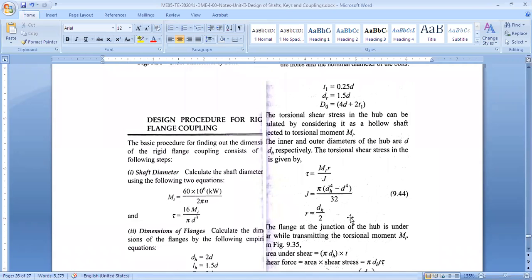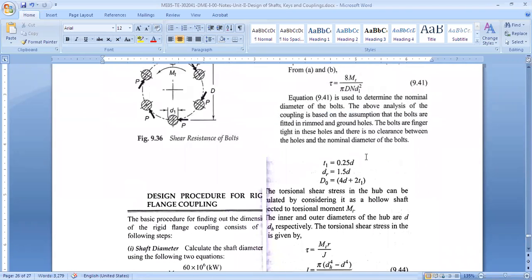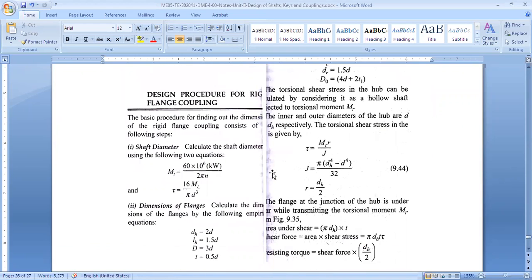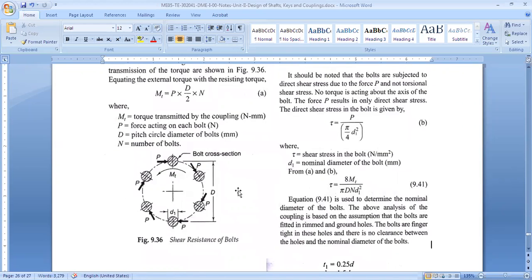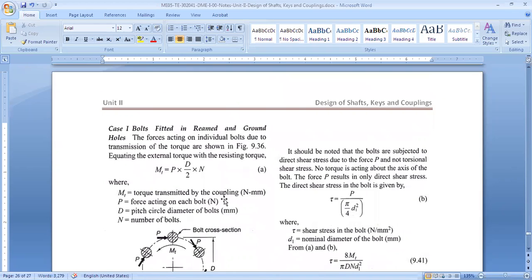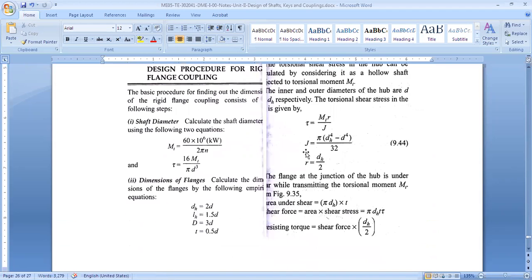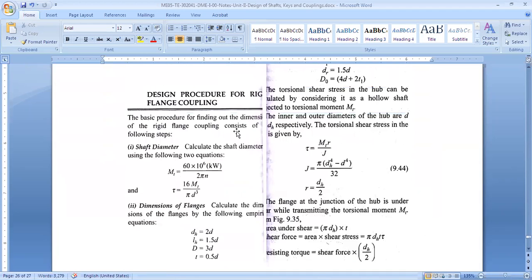Okay, so now we know, T1 is 0.25D, T1 is the thickness of the protecting rim, and the outer diameter is 1.5 D. So now we'll quickly go through the design of a flange coupling. We now know what kind of load will be there in each bolt of the flange coupling and the equation of the shear stress in each bolt. Then we will go through the design procedure, the different steps of designing the different parts of the coupling, and then we'll see the different failures.